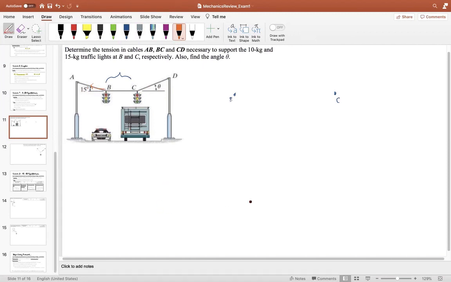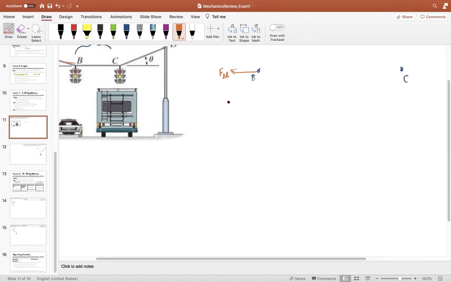Anyone real quick, and you have to unmute your mic because I can't pull up the chat while I'm writing: if I'm going to find the x component of FAB, the force from A to B, would I use sine or cosine? Cosine. Very nice. Anyone care to explain how they got that? Because the 15 degrees is adjacent to the line of action.